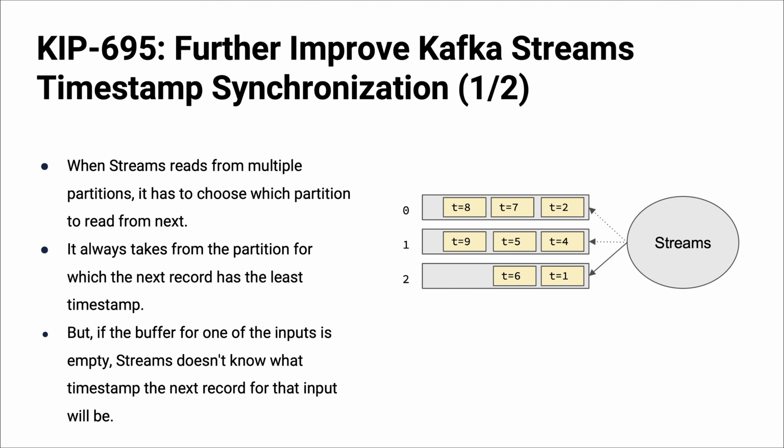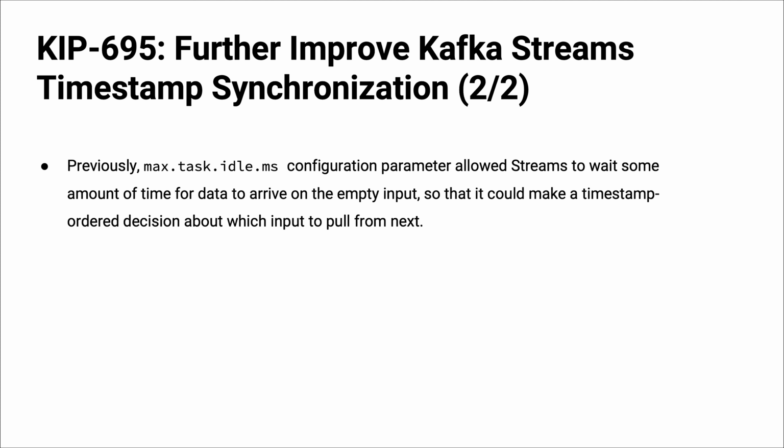But you've got buffers from these several partitions that you may be reading, and one of those buffers may be empty. If that's the case, you're like, well, do I sit around and wait? I mean, I can't tell what the lowest timestamp is if I can't tell what's coming in on partition 9 here or whatever. So there's a bit of a quandary. Previously, max task idle milliseconds would tell Streams how long to dwell before moving on. Like there's an empty partition buffer, how long should I wait before I just say, look, there's nothing there, I'll take my next best thing.